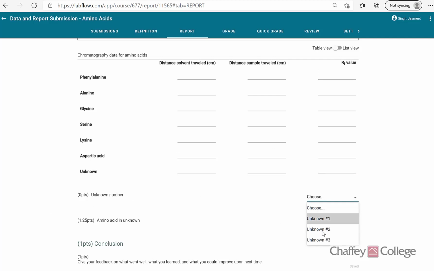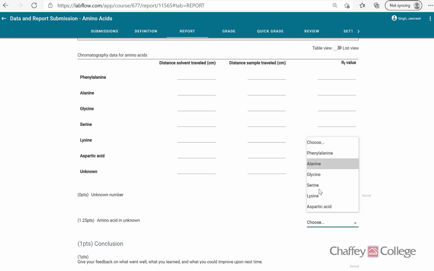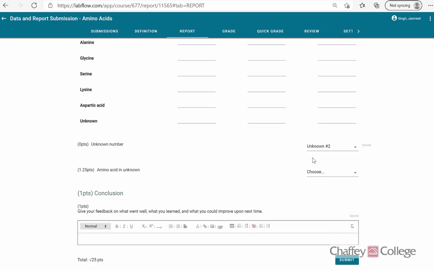And then whichever unknown is given to you, just select that, and then you have to find what amino acid is present in the unknown. So once you find that, write down your feedback or conclusion, whatever you learned in this experiment or in this lab, and then hit submit.